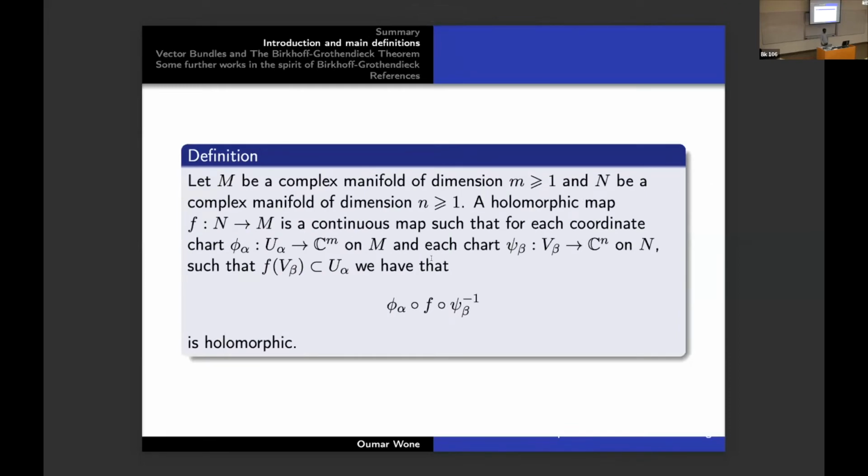Now, given a complex manifold M of dimension m and a complex manifold N of dimension n, a holomorphic map from N to M is a continuous map such that for each coordinate chart phi alpha from U alpha to Cm on M, and each chart psi beta from V beta to Cn on N, such that V beta is included in U alpha, we require that the map phi alpha composed with F composed with psi beta minus 1 has to be holomorphic.